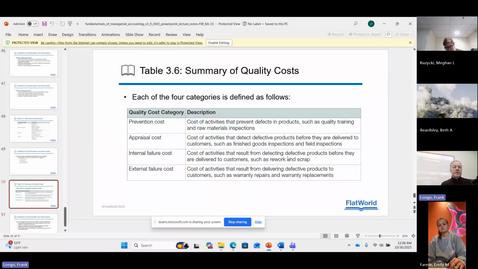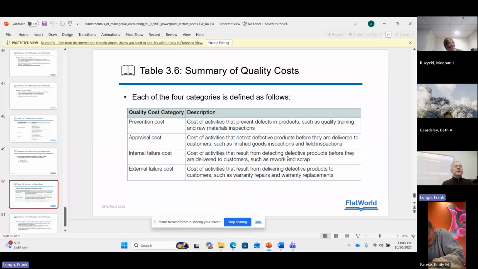Questions about these categories of cost? So what the managers will want to do is consider which of these are most important. Are there any costs that they can eliminate?